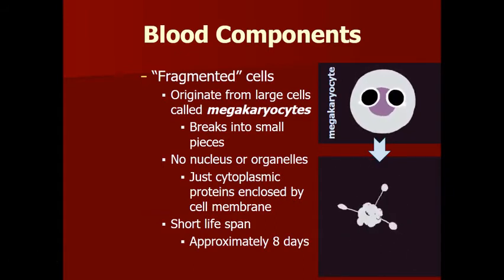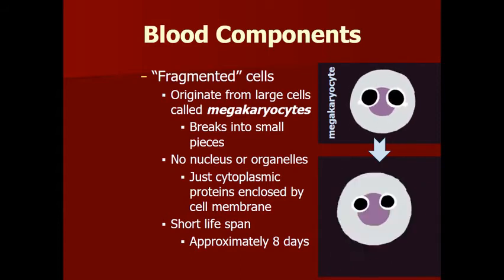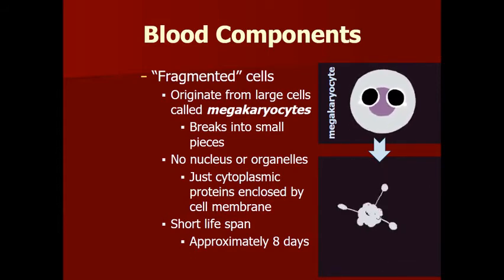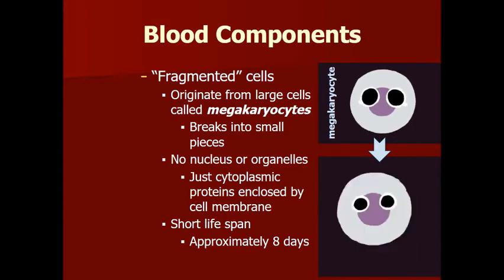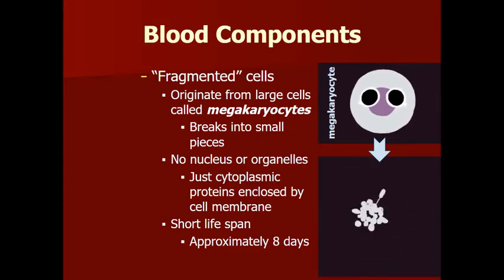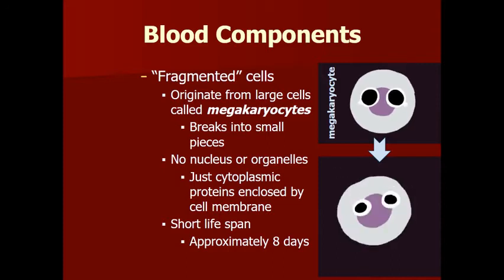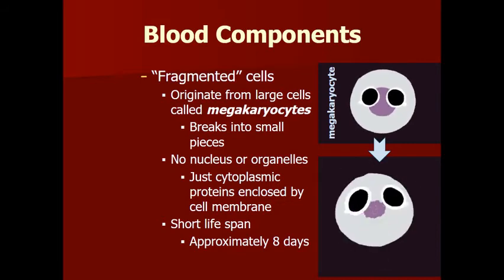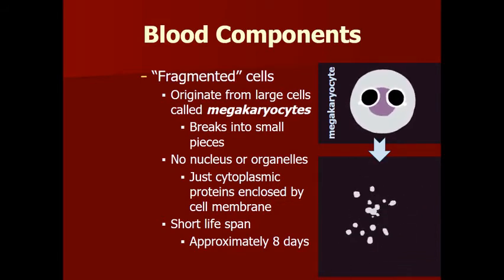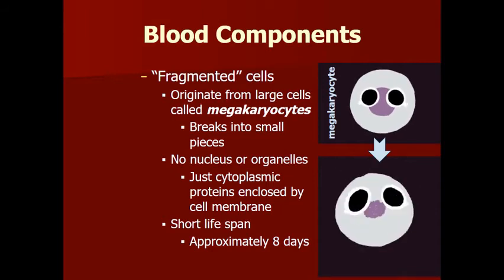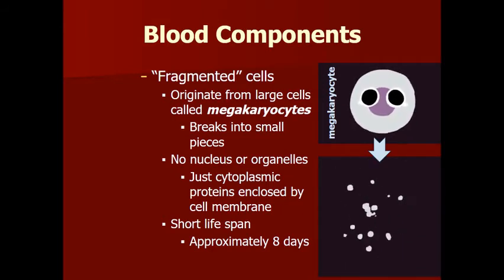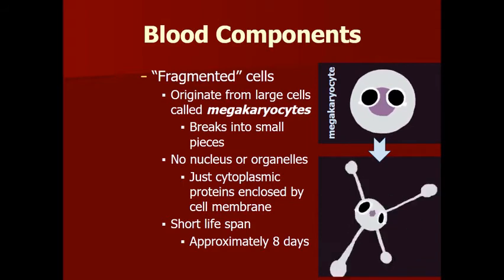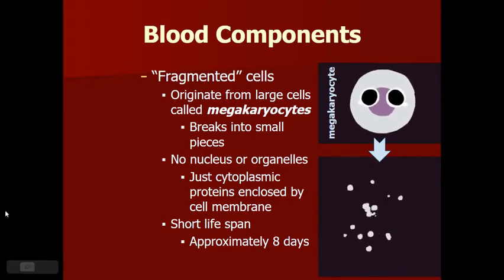Thrombocytes or platelets are actually fragmented cells. They originate from one large cell that's called a megakaryocyte that then breaks into many small pieces. And each of those small pieces is a platelet. A platelet has no nucleus or organelles. It's just cytoplasmic proteins enclosed by a cell membrane. And because they're small, because they don't have a nucleus, because they don't have organelles, they have an extremely short lifespan. They only survive about 8 days. And so our body's continually making more of these.